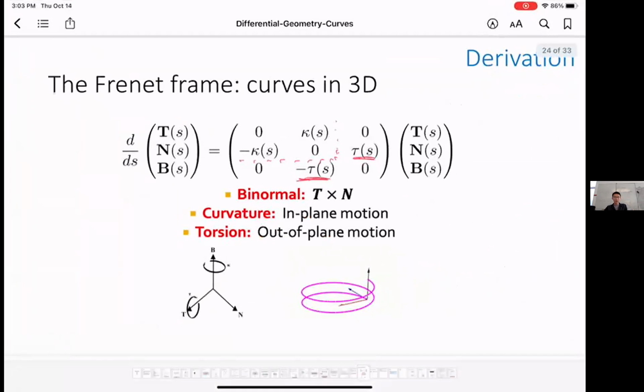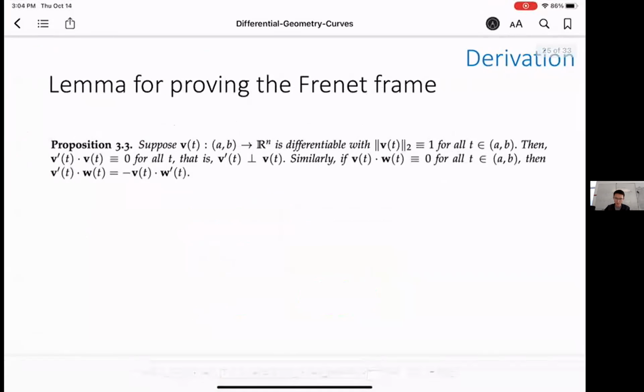All right. Now we have defined these two more things. We want to generalize our Frenet frame from 2D to 3D. Then the formula we will prove is this one. Before we do it, we really need some simple lemmas to help us achieve this goal. So this proposition 3.3 contains two simple statements.